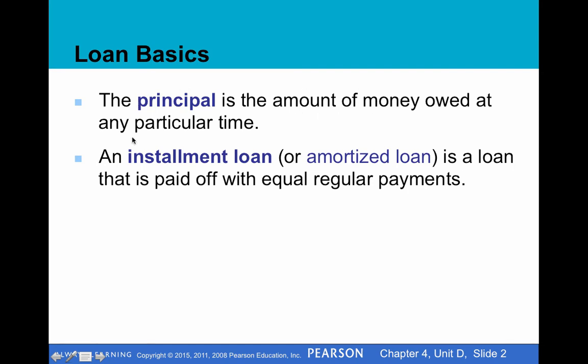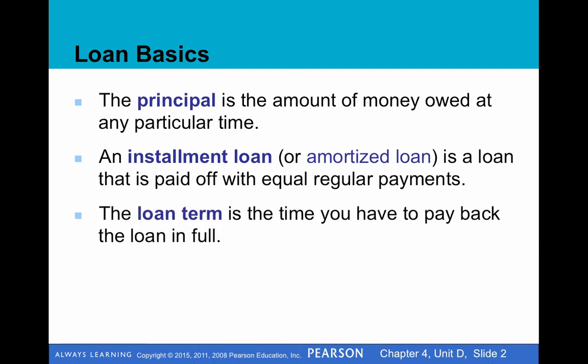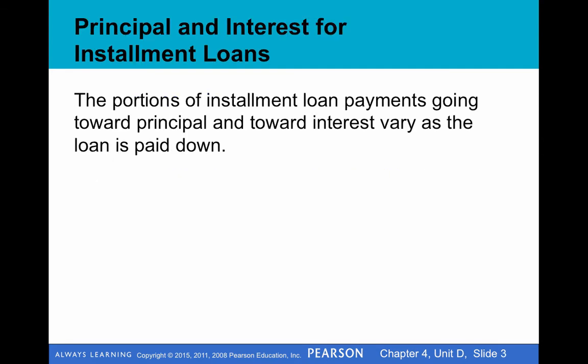An installment loan or an amortized loan is a loan that is paid off with equal regular payments. So most loans, car loans and mortgages, are like that. They make sure that the payments are equal so that you can budget that out of your paycheck each month. We'll see how that affects the amount that goes towards principal and the amount that goes towards interest that you owe on that loan. And then the loan term is the time that you have to pay back the loan in full. A lot of mortgages are either 15 years or 30 years. Car loans can really have a lot of different loan terms of any number of years.